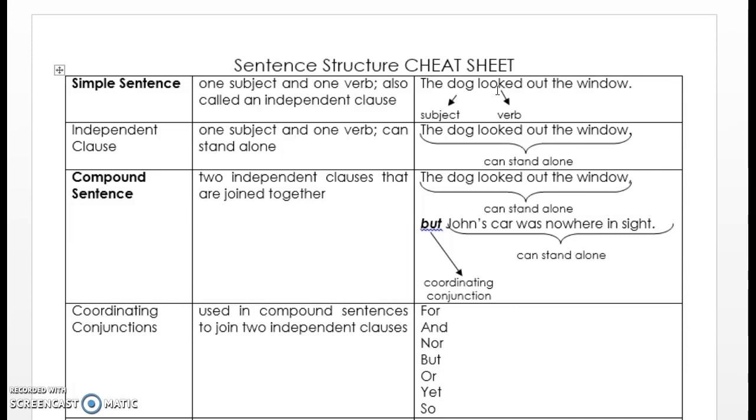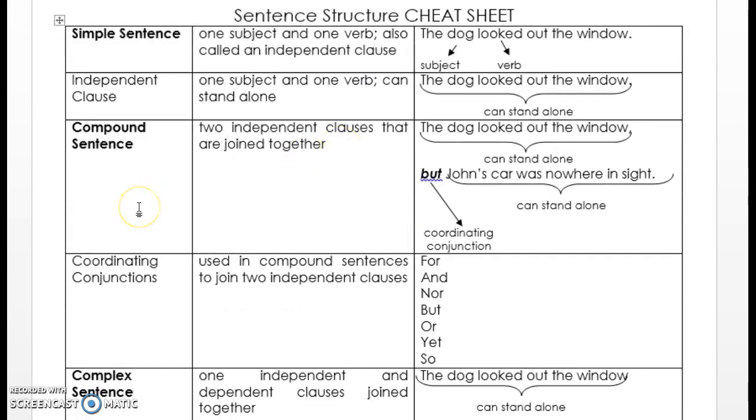So a simple sentence is just a subject and a verb, right? And making sure that it's a complete sentence. It just can't say Ms. Decker and the soccer ball or Ms. Decker kicked, right? We have to know what that action is being made towards. So again, an independent clause and a simple sentence are the same thing. One subject, one verb.